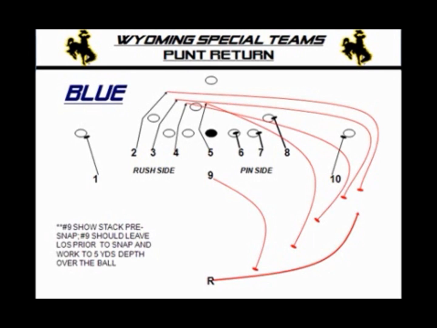But this is our base kind of scheme. We have what we call a rush side, again, block left, and then we have a pin side, and that's how we describe them. So if I'm on the right side, I hear blue, I know I'm to the pin side. If I hear blue and I'm on the left side, I know I'm the rush side. And then simply they're going to take their gaps.